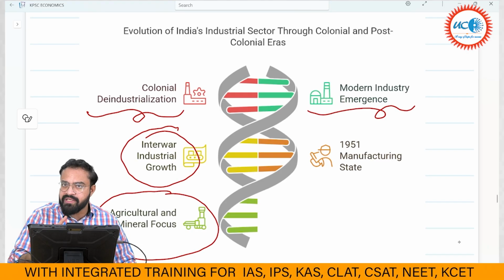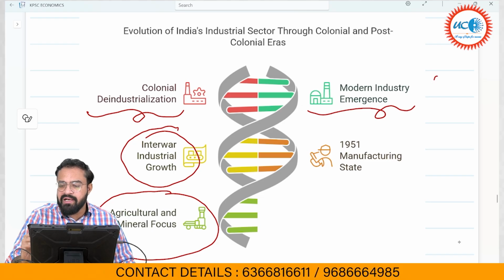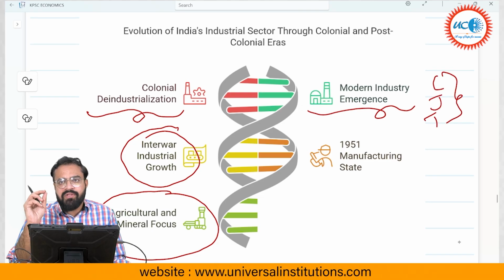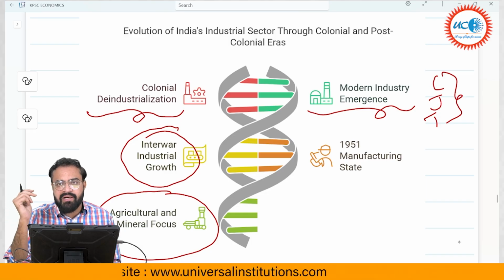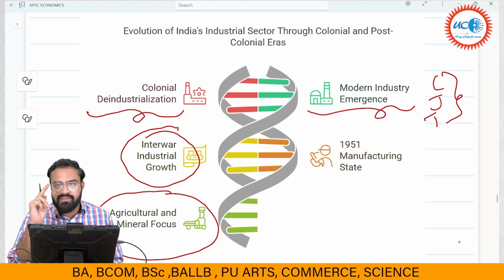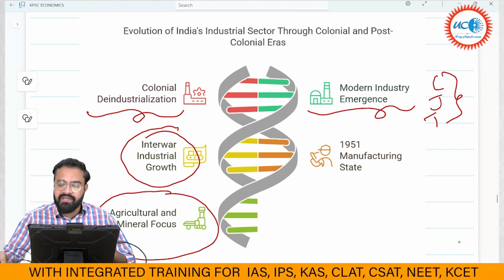Modern industry growth, but that is more limited to cotton, jute and textiles. Some of the notable capital goods industries, I mean the Tata Steel industry is the notable example, were established during the time of the British.